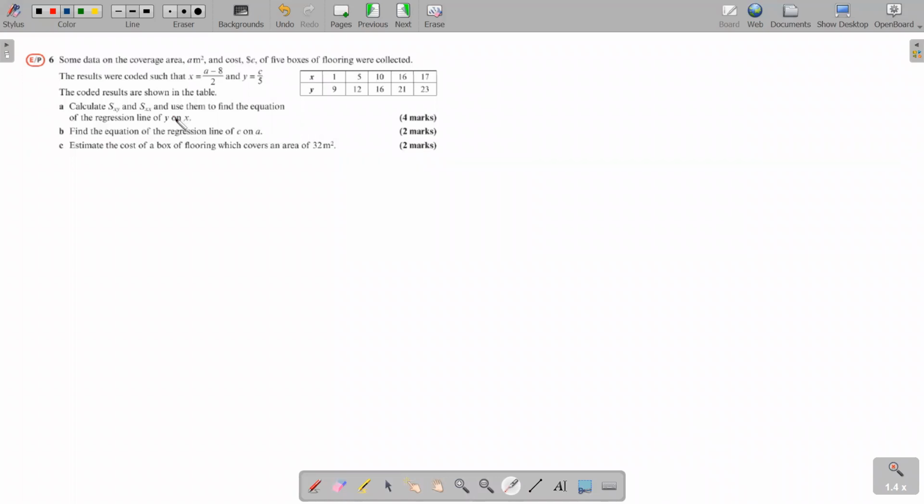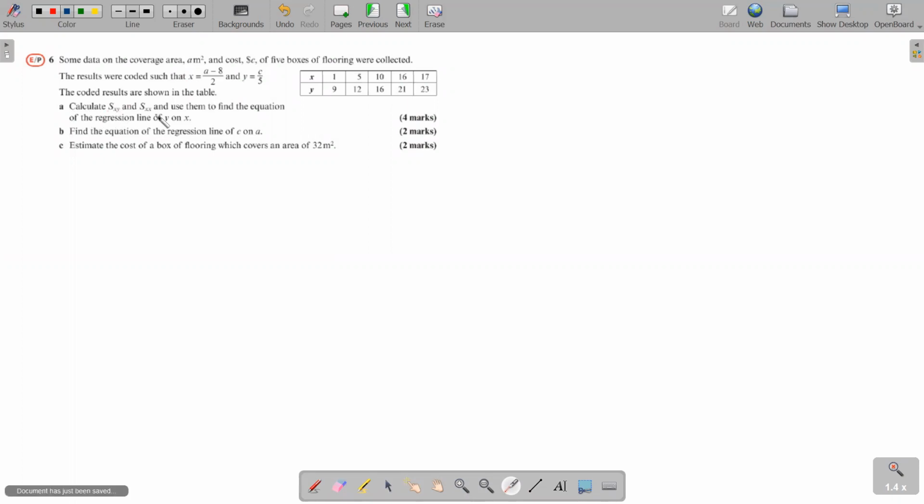All right, guys. So we'll move on to question number 6. Some data on the coverage area, A square meters, and cost in C dollars of 5 books of flooring were collected. Okay. So the coverage area and the cost. The results were coded such that x equals (a minus 8) over 2 and y equals c over 5. So guys, again, here x and y are the coded data. So can you see the coded results are shown in the table. So this is the coded result.